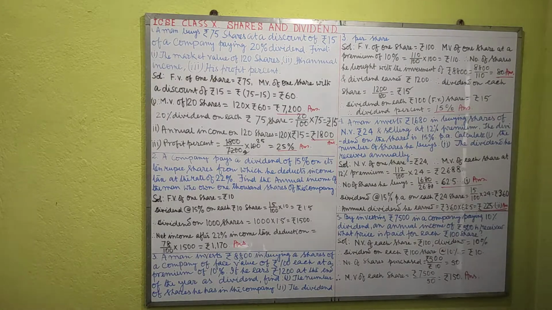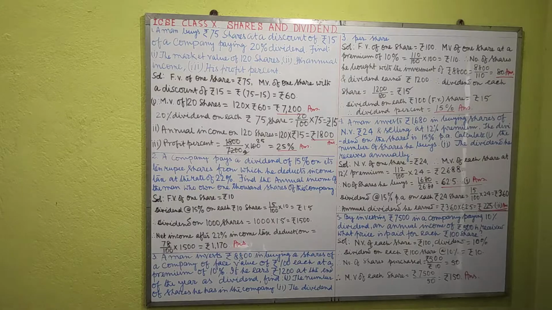Therefore, net income after 22% income tax deduction equal to 100 minus 22, that is 78%, which is 78 by 100 into 1500, that is rupees 1170. This is his annual income after the deduction of income tax.